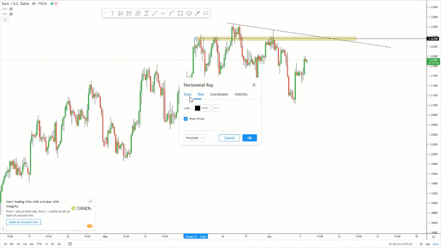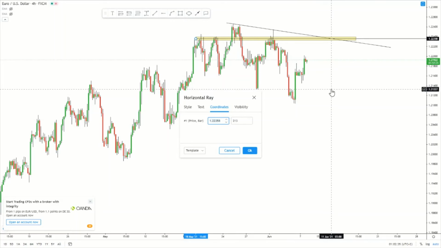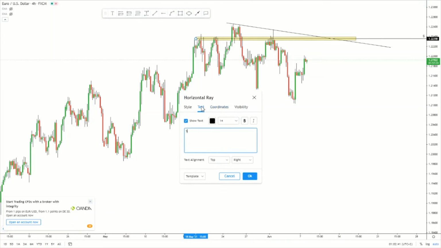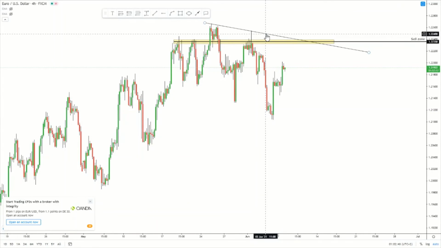that goes at what level is that? That is on 1.22358. So this area, I would actually target this, and I'm not going to say buy above because the structure is fairly bearish. I'm going to go with sell zone. I'm looking to sell from this area because the structure is quite bearish at the moment.